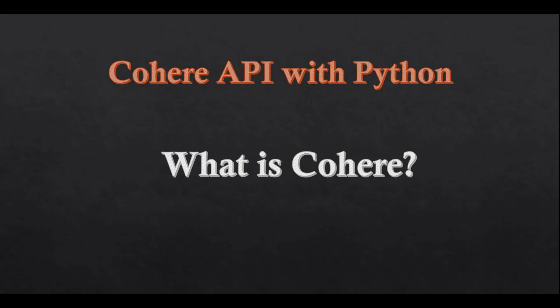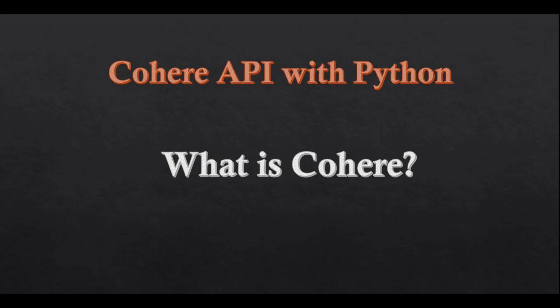So first of all, what is Cohere? Cohere is an advanced language model developed to assist in different natural language processing, or NLP, tasks. It's designed to generate human-like text, understand context, and provide responses for different use cases such as chatbots, content creation, text analysis, and many more.